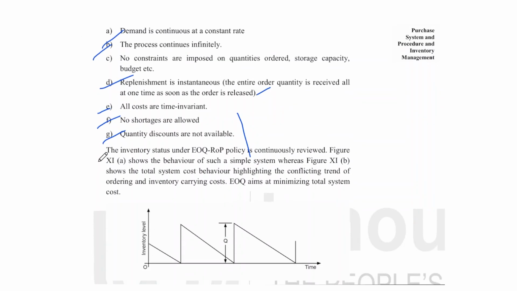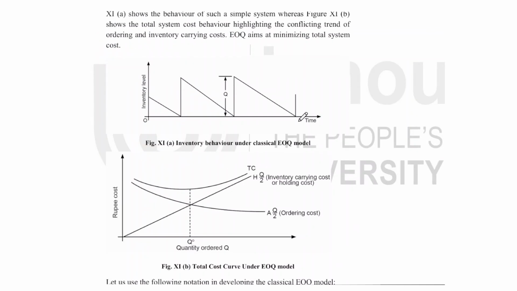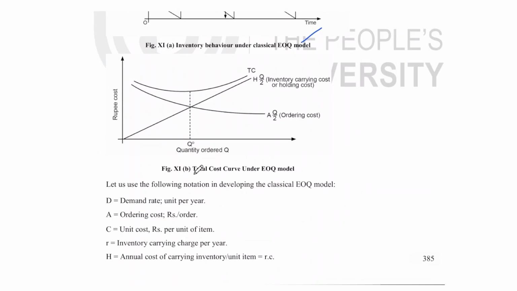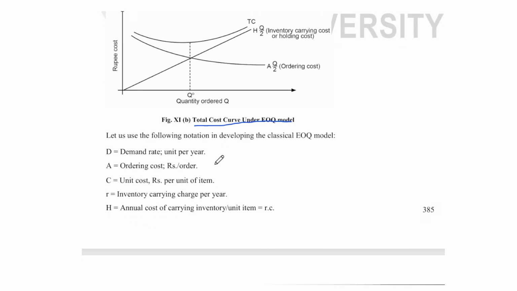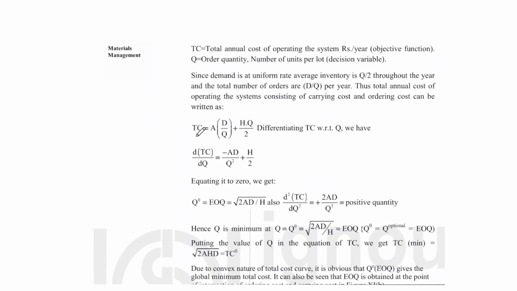And the inventory status under the EOQ ROP policy is continuously reviewed. Here is the figure: inventory behavior under the classical EOQ model and the total cost curve under the EOQ model. So these are the two figures. Let us use the following notation in developing the classical EOQ model: D is the demand rate, units per year, and the ordering cost, and the inventory carrying charge per year, the annual cost of carrying inventory. Okay, so here is an equation.